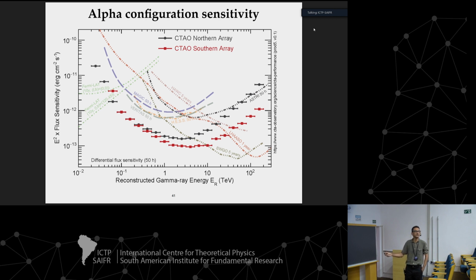And this sensitivity here is guaranteed basically by the medium-sized telescopes, right? So the medium sizes are the most important telescopes in order to get a good sensitivity around 1 TeV with CTA. So if money's short, we will still have the medium-sized telescopes. That's the message, right?